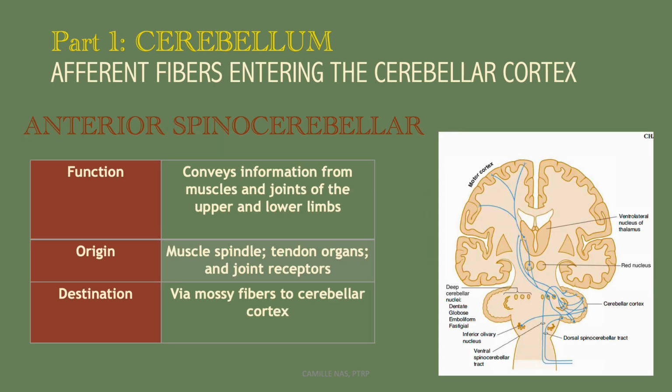Next, we have those coming from the spinal cord. We have the anterior spinocerebellar. This conveys information from muscles and joints of the upper and lower limb. It originates from muscle spindles, tendon organs, and joint receptors, and it will synapse with the cerebellar cortex via your mossy fibers.